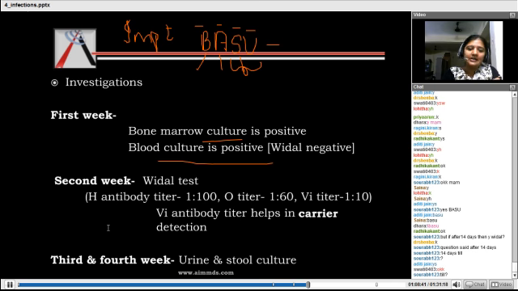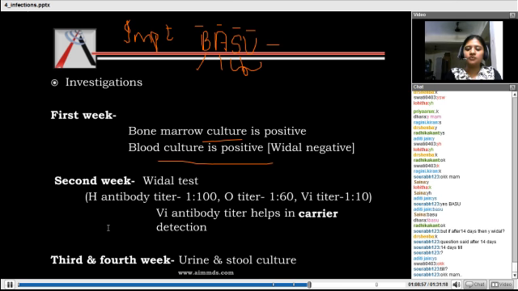See, that is what I was telling you, that the Vidal test loses its specificity by fourth week, it says. Okay? So they say between your 7 to 20 days or 7 to 15 days, best is agglutination. And in the first 2-3 days, best is blood test.